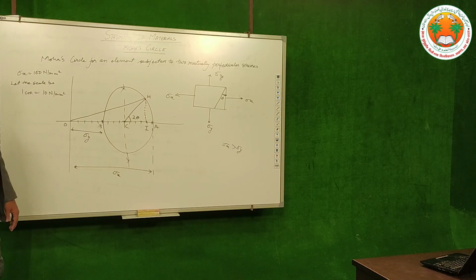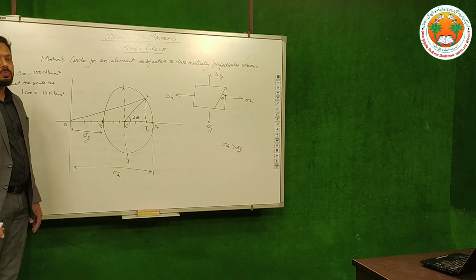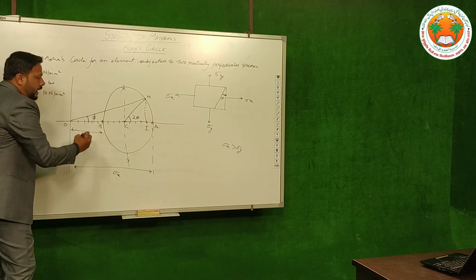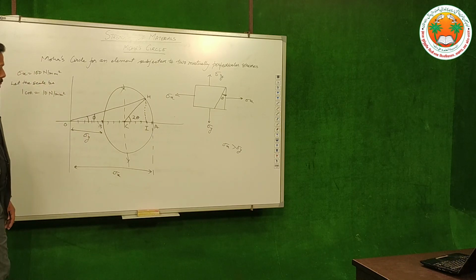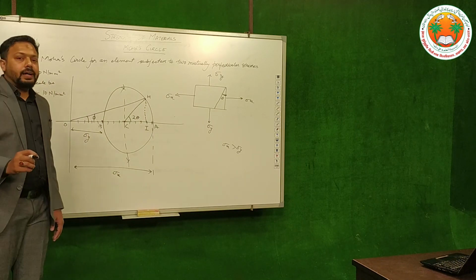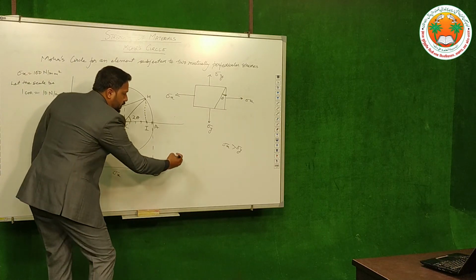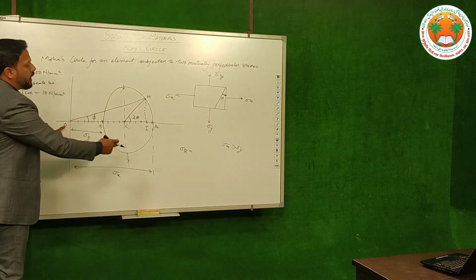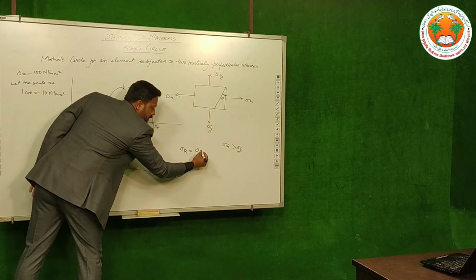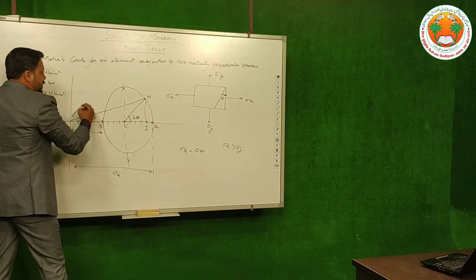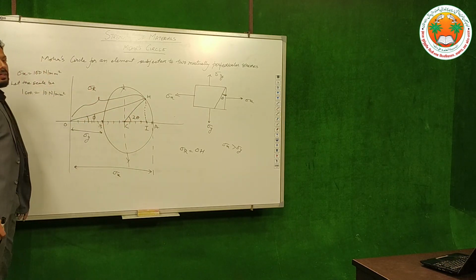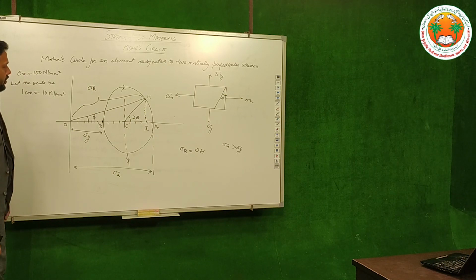This is the complete Mohr circle for the first case that we are discussing here, of an element subjected to two mutually perpendicular stresses. This angle will be phi, that is the angle of obliquity. The resultant stress is sigma r, and it is denoted by OH. With the scale we will measure this value, and this will be the resultant stress sigma r.